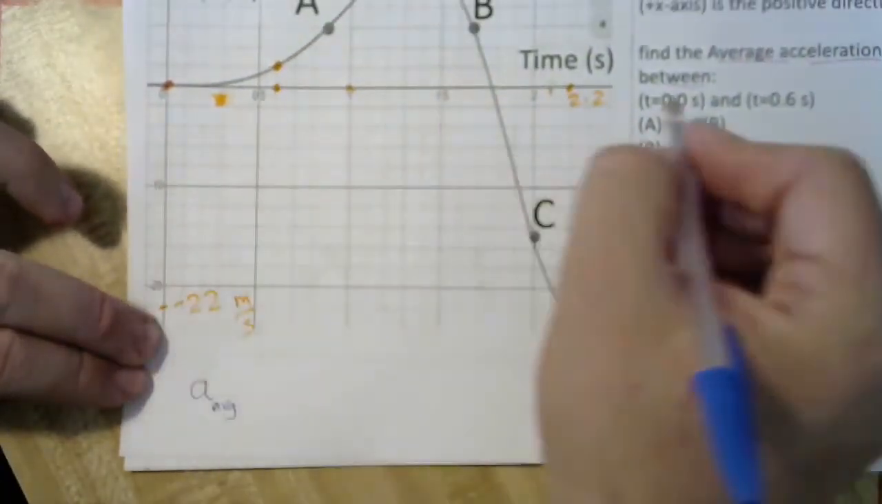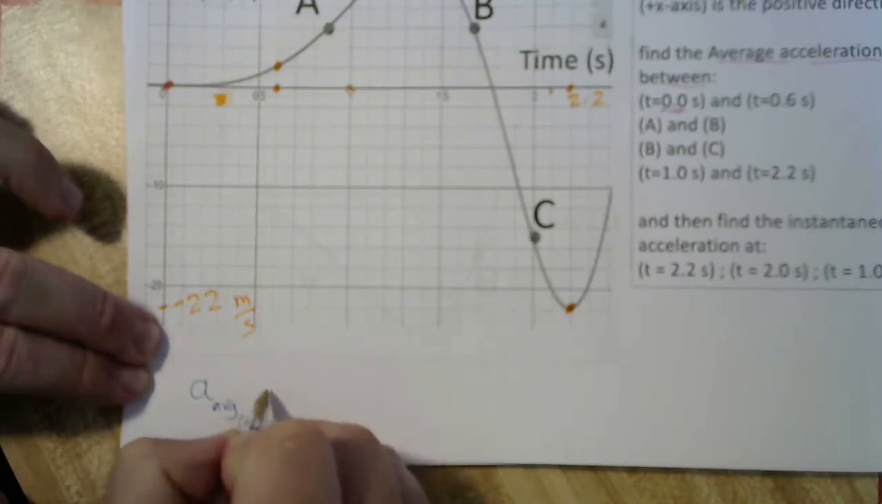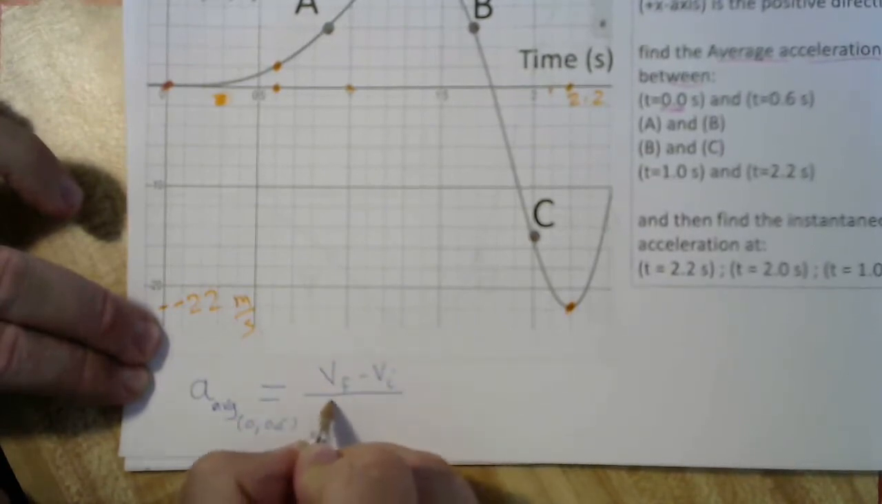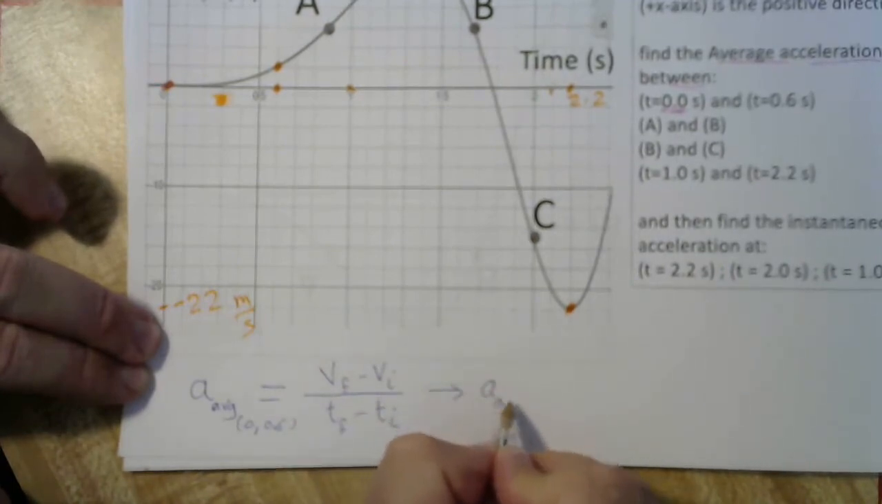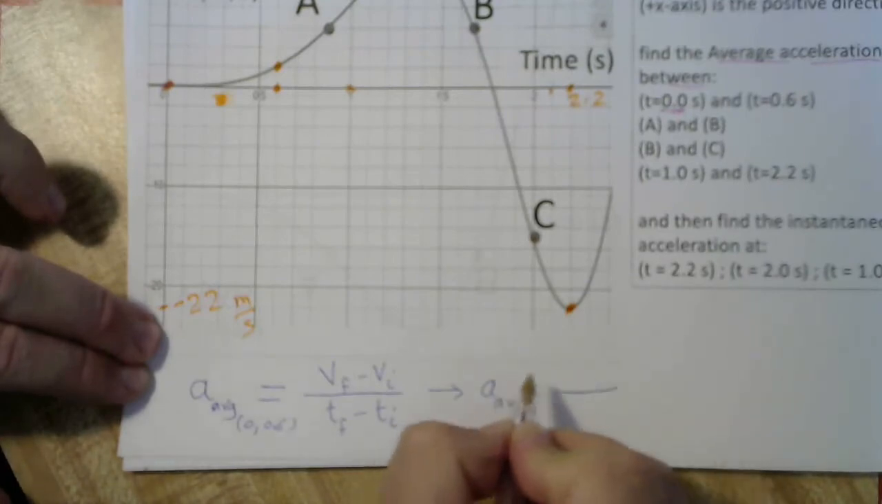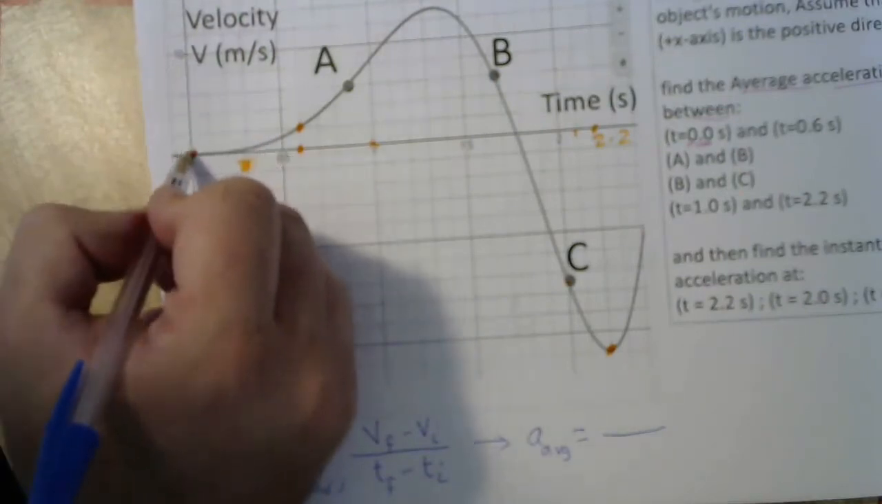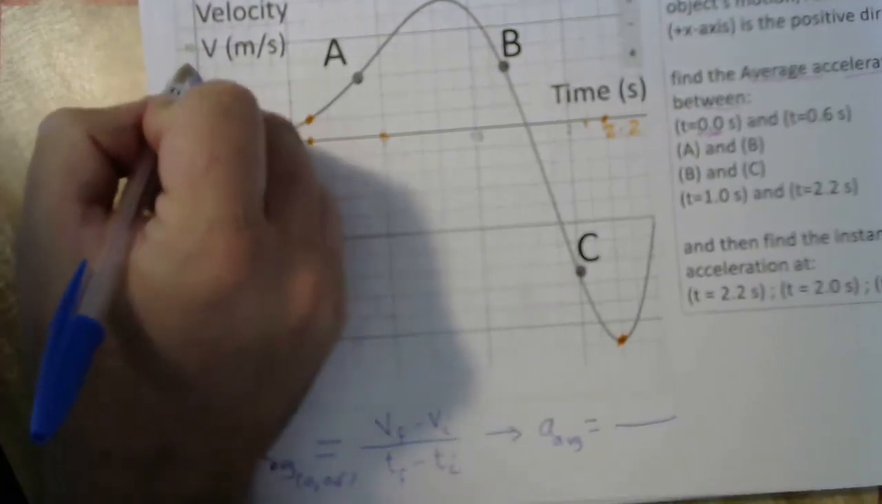average acceleration. I can write average acceleration between the point t equal 0 and t equal 0.6, which is equal to v final minus v initial over t final minus t initial. This will give me the acceleration. The average acceleration is equal to v final. This one is 2, 4, sorry, this is 6, this is 8.